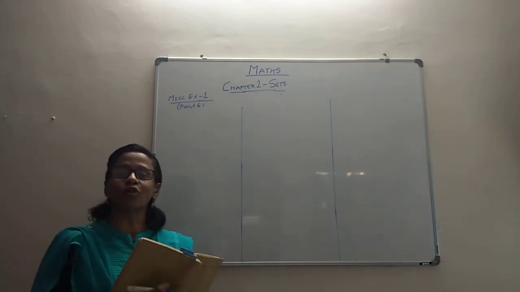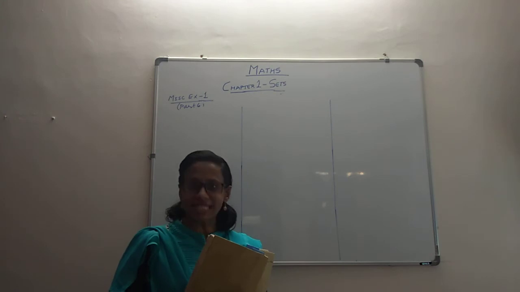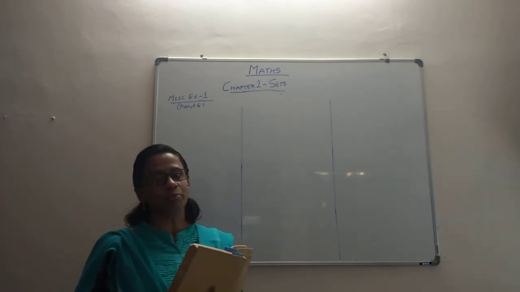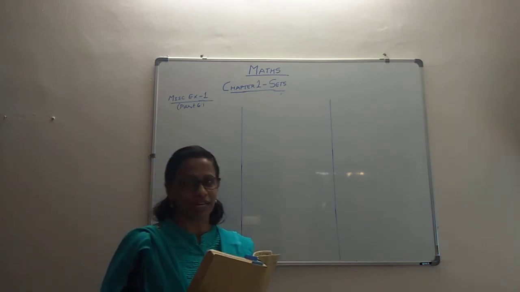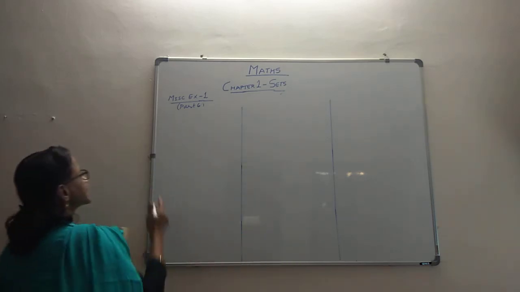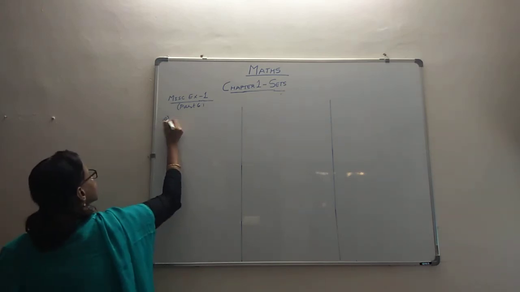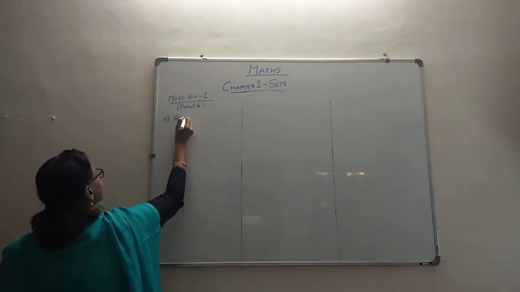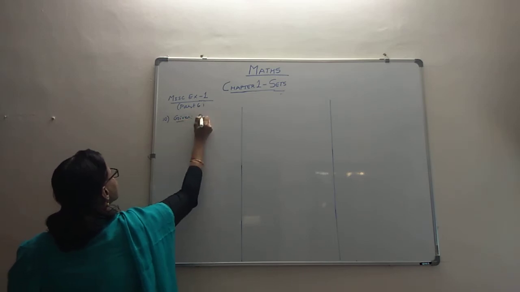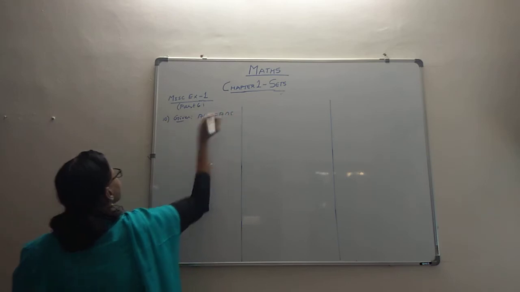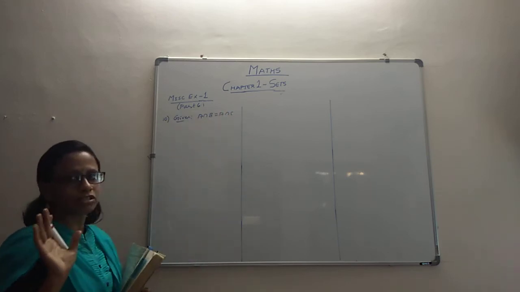It's a kind of true or false kind of a statement. They give us a statement and they say it need not be true. If it need not be true, automatically we have to give a counter example. So the question says that, this is our question number 10. Given A intersection B is equal to A intersection C. That's given to us. You have to somehow show that B is not equal to C.